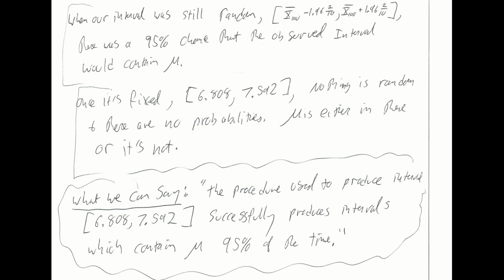So I don't know whether or not mu is in this interval, but I know that the procedure that I use to generate this interval correctly produces intervals which contain mu with a 95% likelihood. And it does so 95% of the time. That's correct. So mu is either in this interval or not. There is no probability associated with that. I don't know whether or not it is, but I know that the procedure that I use to generate this interval produces intervals which contain mu 95% of the time.